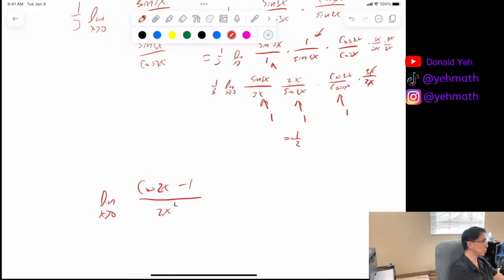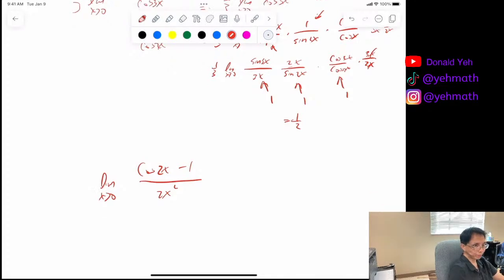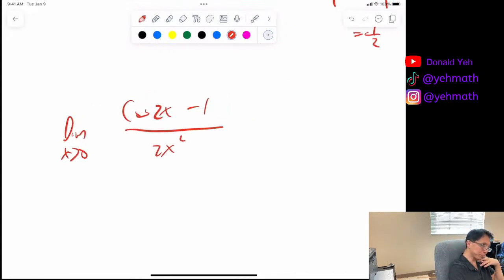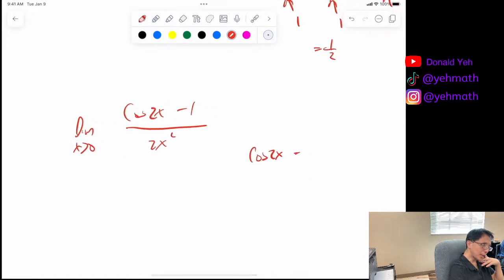Because that just changed to sine square of x. Okay, so now this one's interesting, right? You have 3 options. Cosine of 2x has 3 options. It has cosine square of x minus sine square of x.